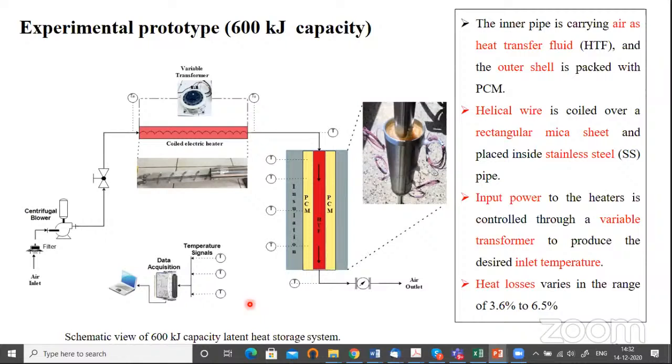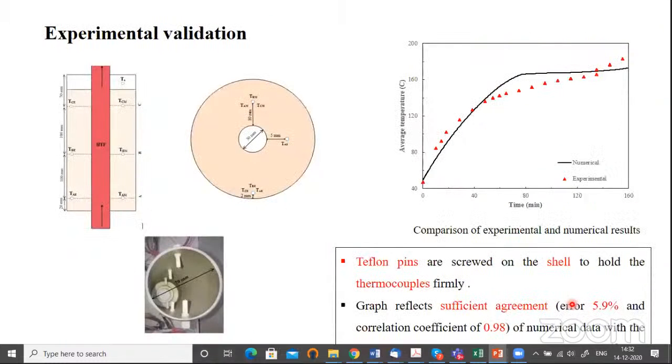Of course, we have to maintain minimum heat loss. So for that, we utilized some calculation for the heat losses happening through the pipe to the external environment, and it was calculated to be around 4 to 7% in the range of temperature in which this experimental prototype was functioning.